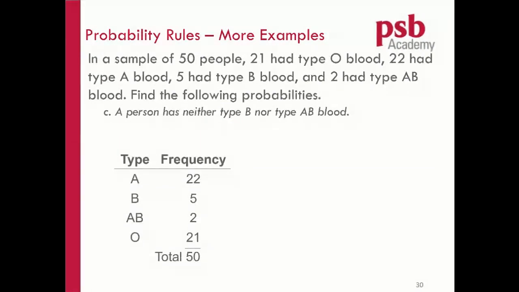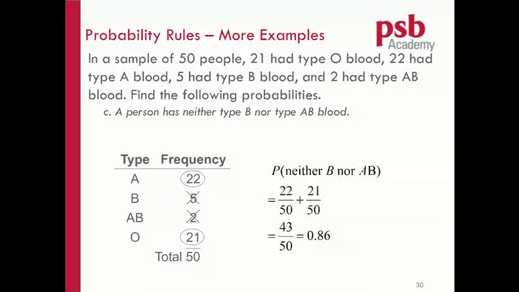Not B. Just cancel out B. Not B and not AB. Yeah, not B or AB. So you cancel AB as well. Then what is left? You are only left with A or O. So not B, not AB is the same as A or O. Correct? It's the same. So you add the A with the O, and that will be the answer.